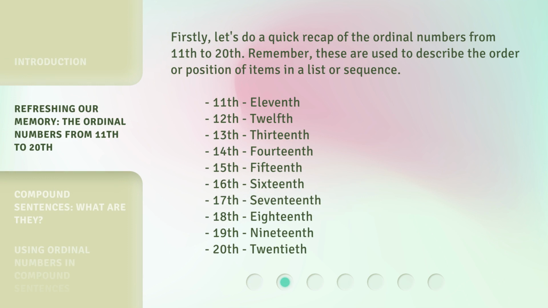Firstly, let's do a quick recap of the ordinal numbers from 11th to 20th. Remember, these are used to describe the order or position of items in a list or sequence. 11th, 12th, 13th, 14th, 15th, 16th, 17th, 18th, 19th, 20th.